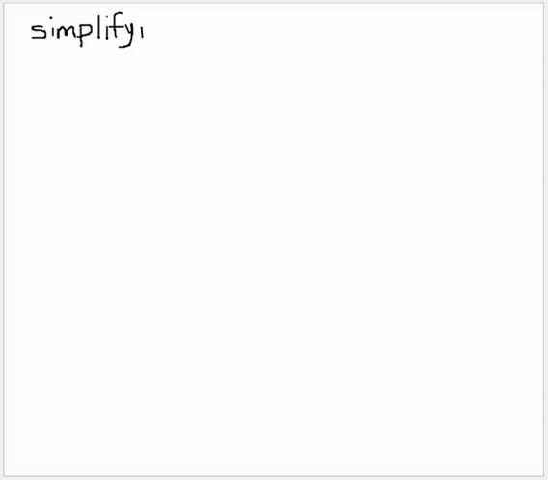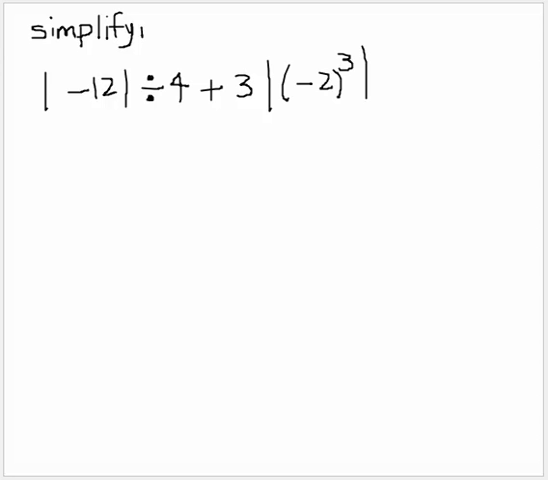So here we're going to simplify the absolute value of minus 12 divided by 4 plus 3, and then we have the absolute value of minus 2 cubed divided by 4. Okay, this is 10D.